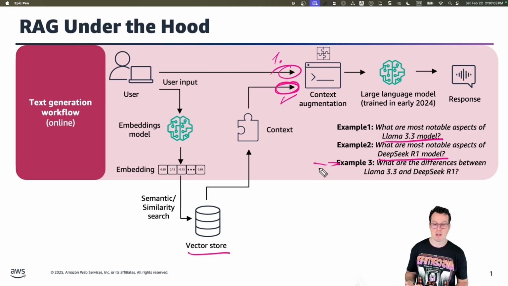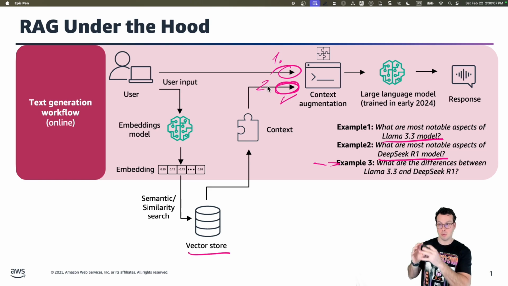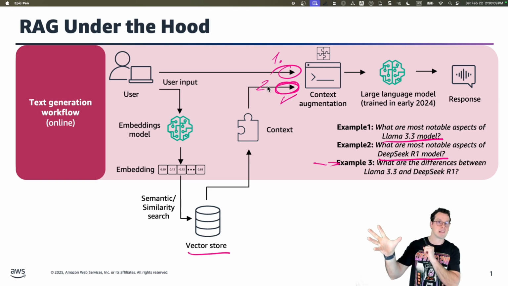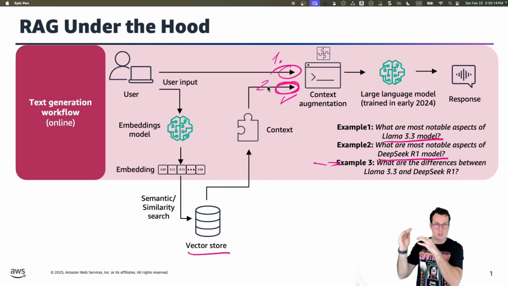It's going to say, okay, let's take a look at the context here as part of step number two. As part of context, I'm going to have some text snippets that talk about Llama 3.3 and DeepSeek R1, parse through that, figure out what the differences are within those text chunks that were provided, and then return a response back to the user there.